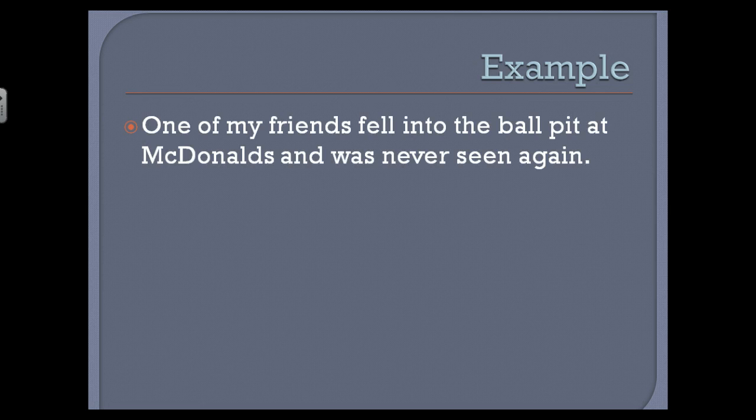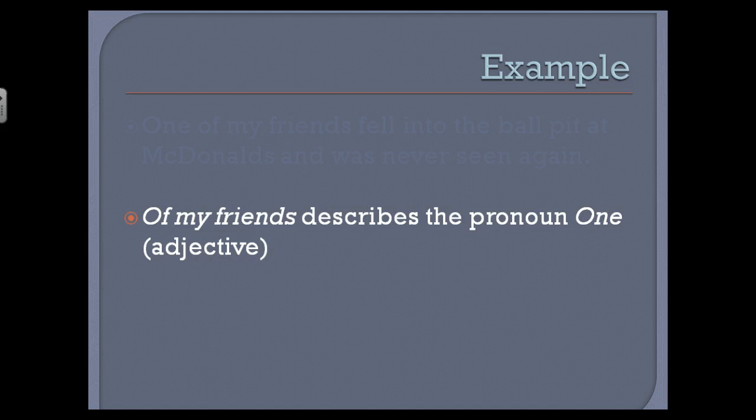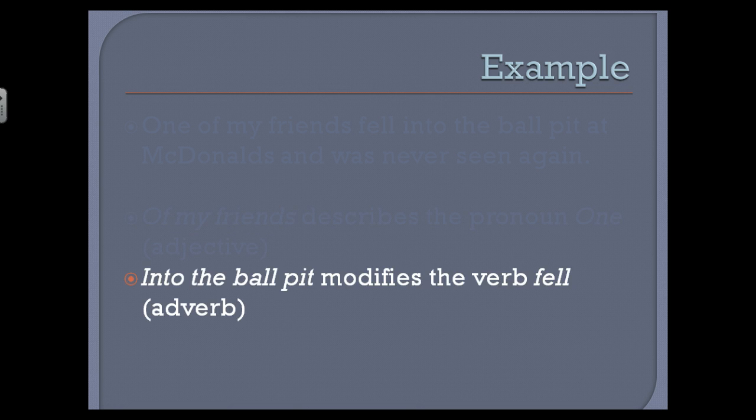All right, same example. One of my friends fell into the ball pit at McDonald's and was never seen again. Okay, so one of my friends is that phrase. So we're looking at that whole sentence. Of my friends is actually describing the pronoun one. When in doubt, whatever word's right in front of it probably is going to be the best answer if the sentence is carefully constructed. So in this case, of my friends is describing one.